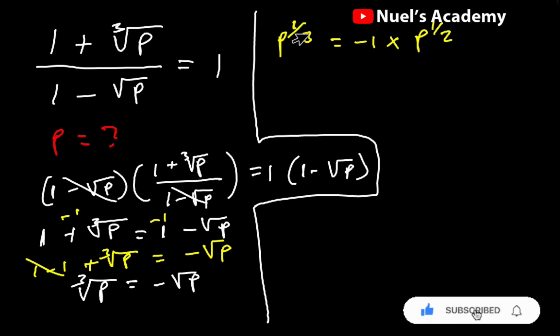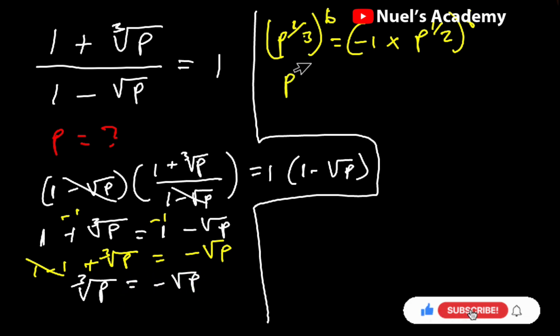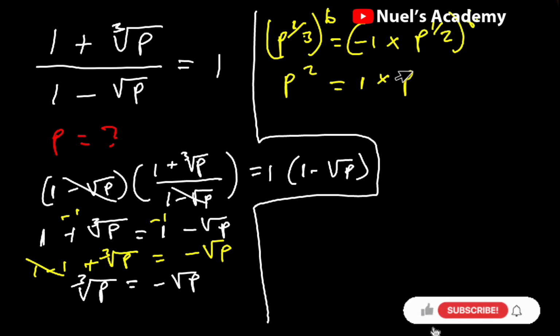Let's get rid of these fractional exponents by raising both sides to the exponent of 6. So 1/3 times 6 gives us p to the exponent 2, or p squared, equal to negative 1 raised to 6, which gives us 1, times p to the exponent 1/2 times 6, which gives us p cubed. So we have p squared is equal to 1 times p cubed, which is p cubed. Let's take this p cubed to the left hand side. So we have p squared minus p cubed equal to 0.